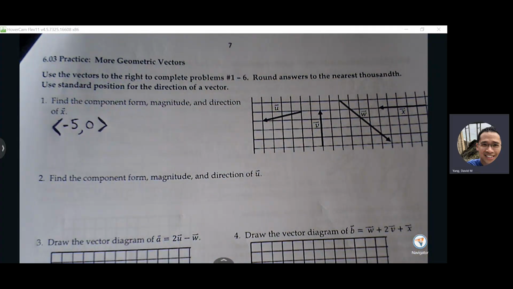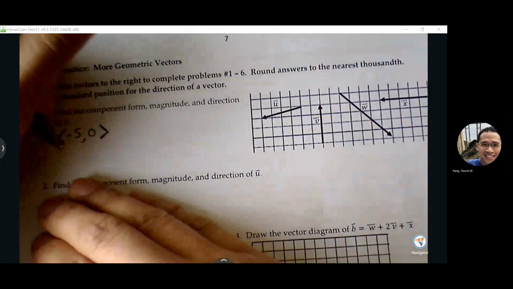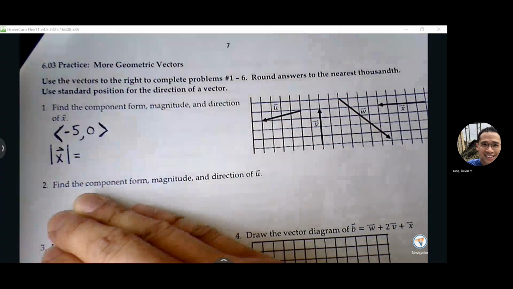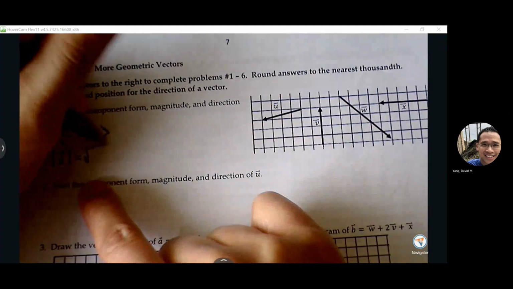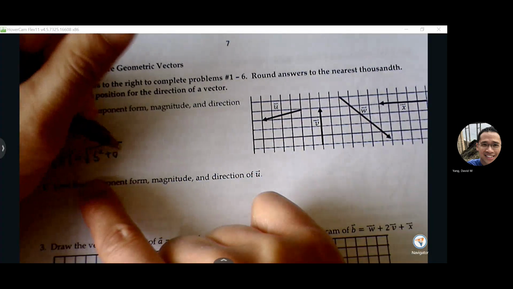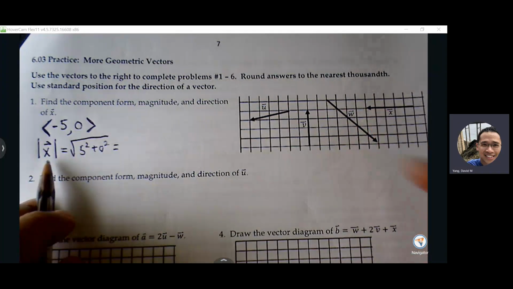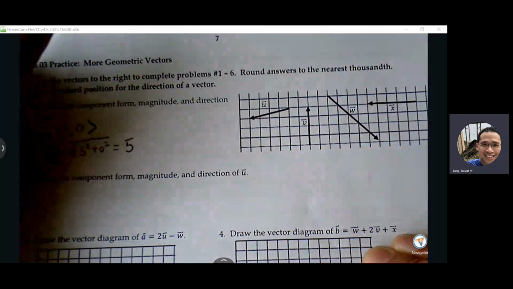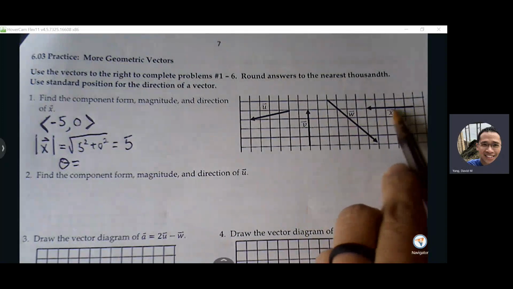Okay. Once you have component form, then all you need is to look at these numbers to get to your magnitude and your direction. In this case, you can just count, right? Because if it's a horizontal or vertical, you can just count the distance. But Pythagorean theorem still works. This should be easy, right? We don't have to go through trig here.